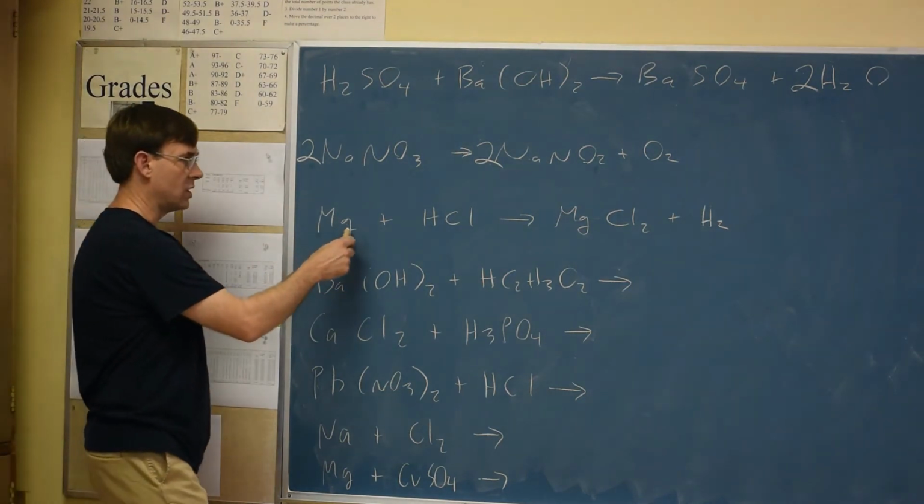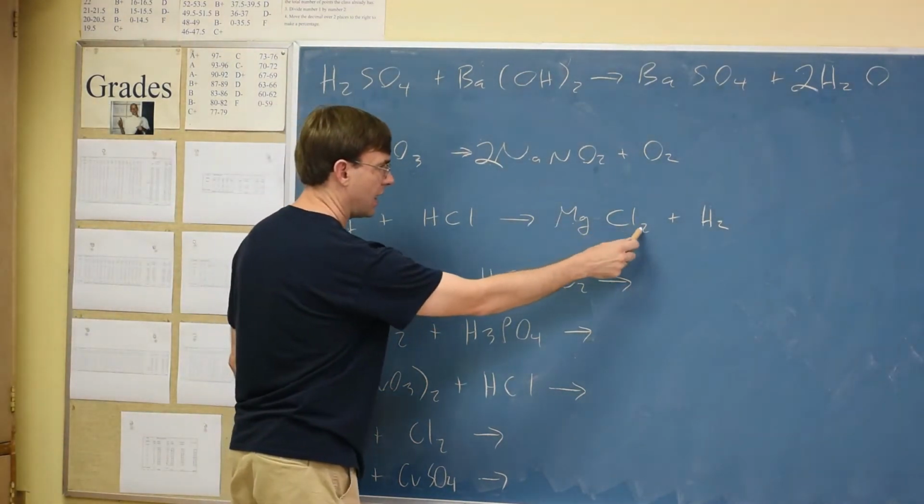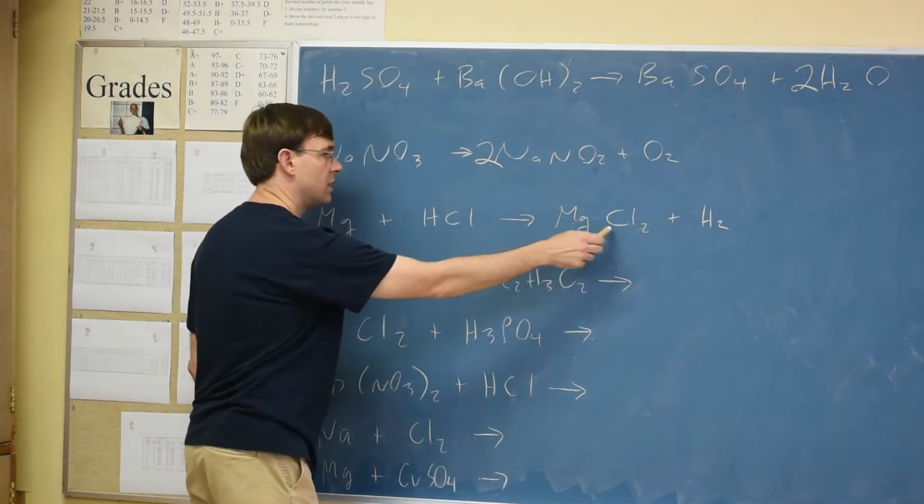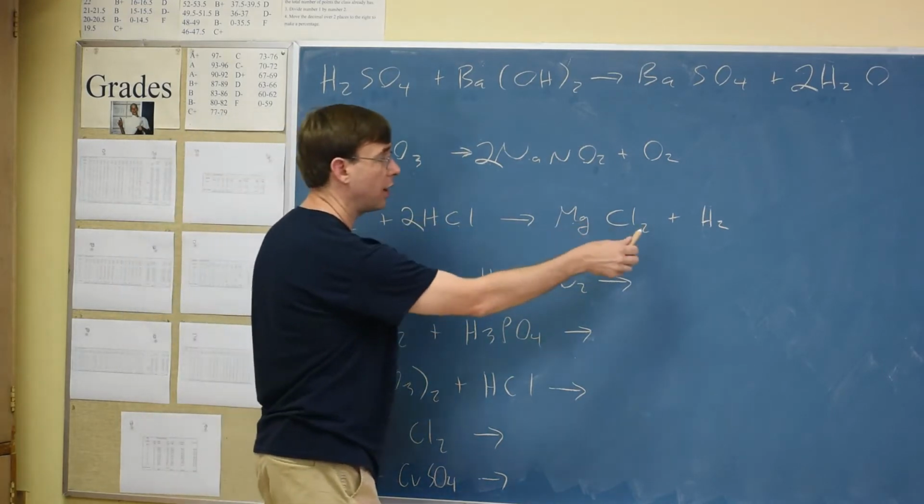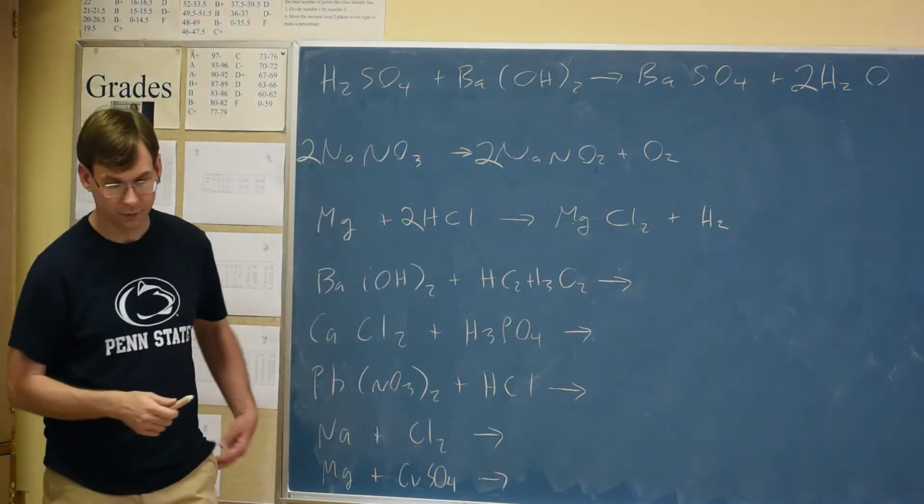This one, I have Mg's look good, Cl's don't. To balance the Cl's, I needed 2. And then I made 2 H's, and I wanted 2 H's, so that one works.